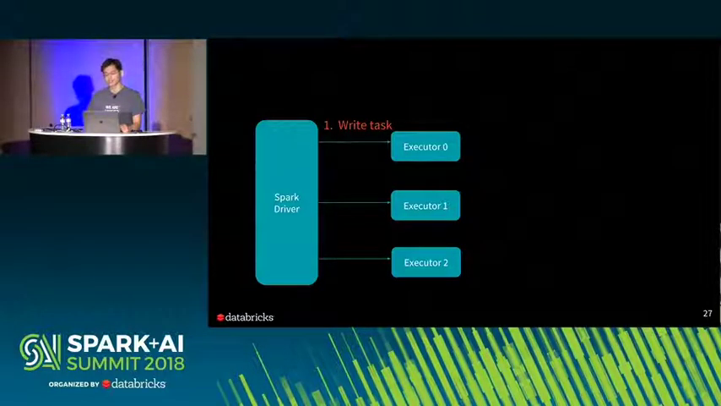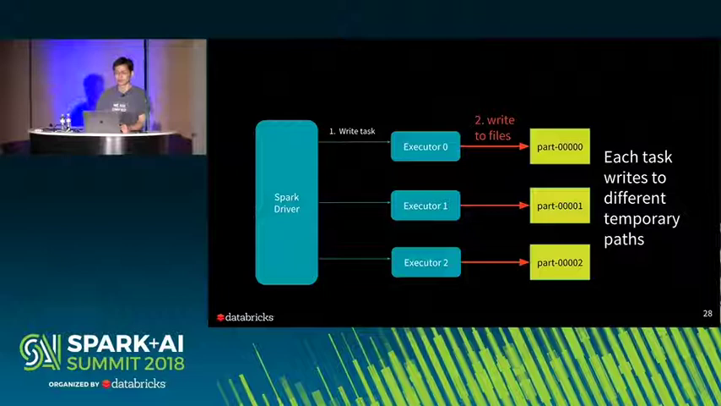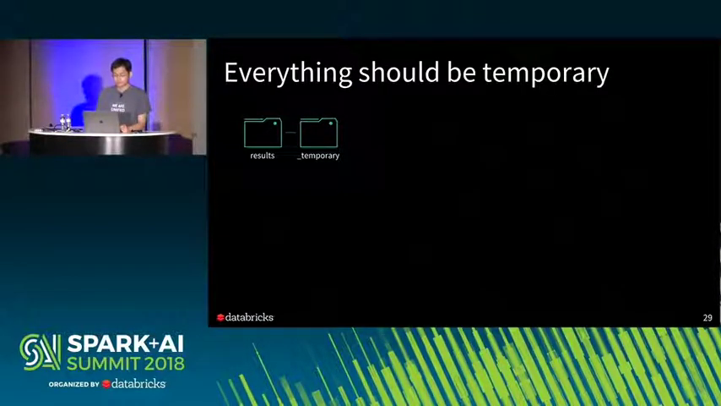Upon the write action, Spark will launch a write task for each file partition. And the executor starts to execute the write task. Each task writes to a different temporary path. Before the write job is committed, everything should be temporary. So reading the target path won't see any partial results.